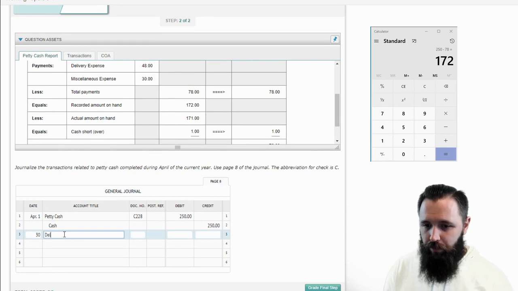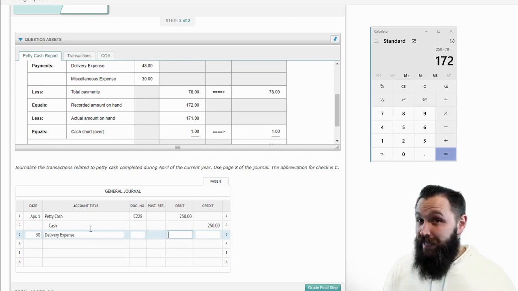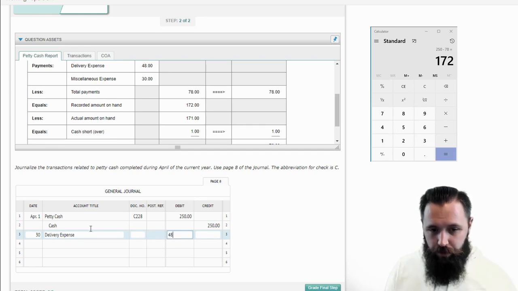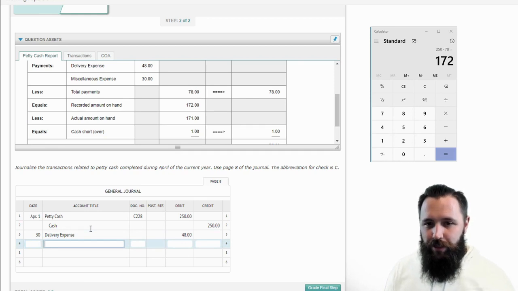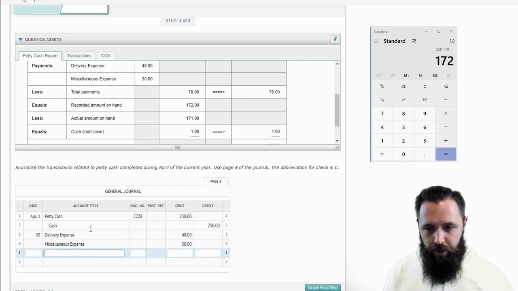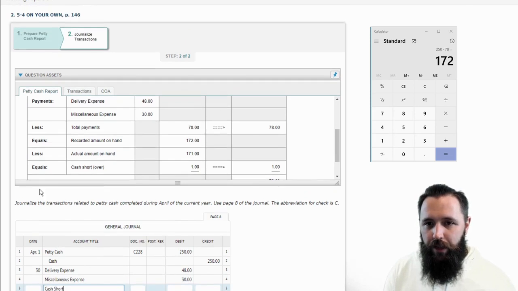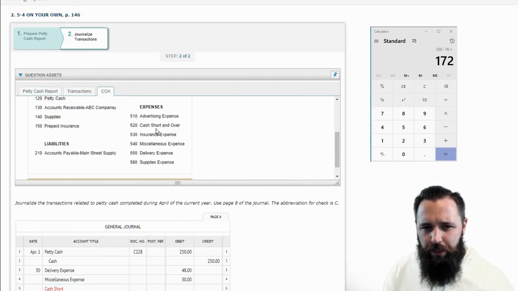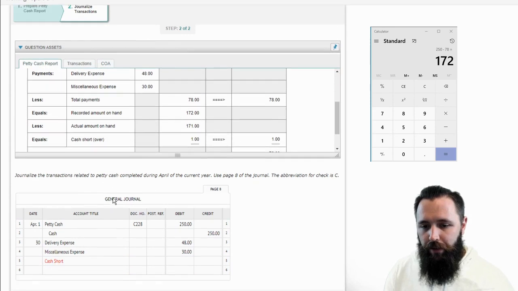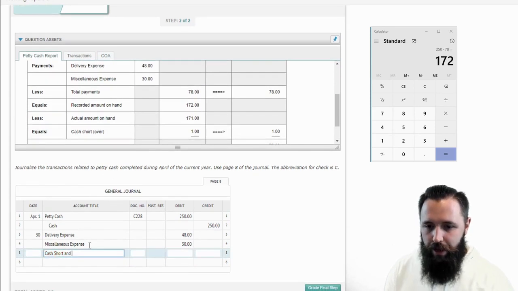So let's put in delivery expense first. Expenses have a normal debit balance, so we're going to debit these accounts: delivery expense, miscellaneous expense. Then the last one is going to be cash short and over, and let's see how they name it. Cash short and over, right? There we go.